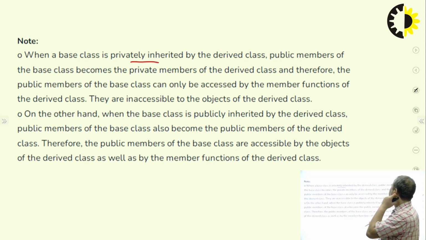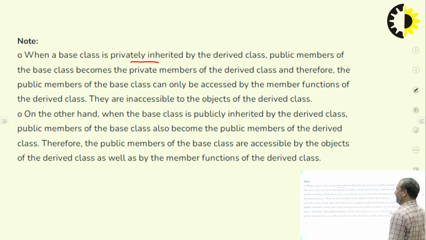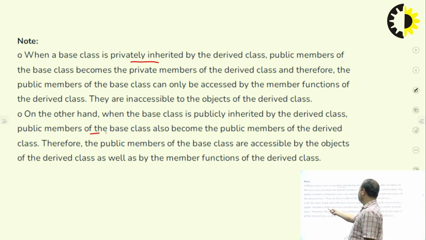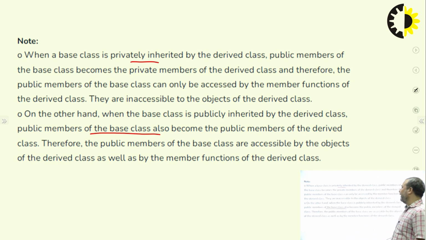So that is written here. The public members of the base class can only be accessed by the member functions of the derived class. They are inaccessible to the object. On the other hand, when the base class is publicly inherited by the derived class, public members of the base class also become public members of the derived class. Therefore, the public members of the base class are accessible by the object of the derived class. Okay.